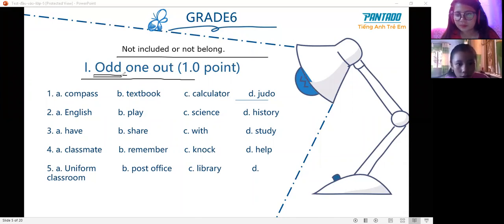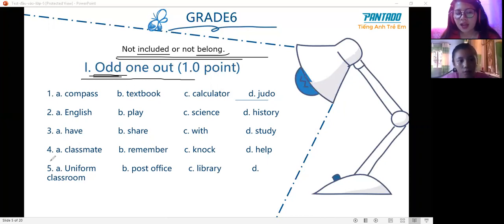Not enclosed or not belong. Okay, not included. Included. Belong. Very good. Okay, again, what is odd? Okay, can you read this? Odd means not included or not belong. Okay, can you repeat? Not included or not belong.